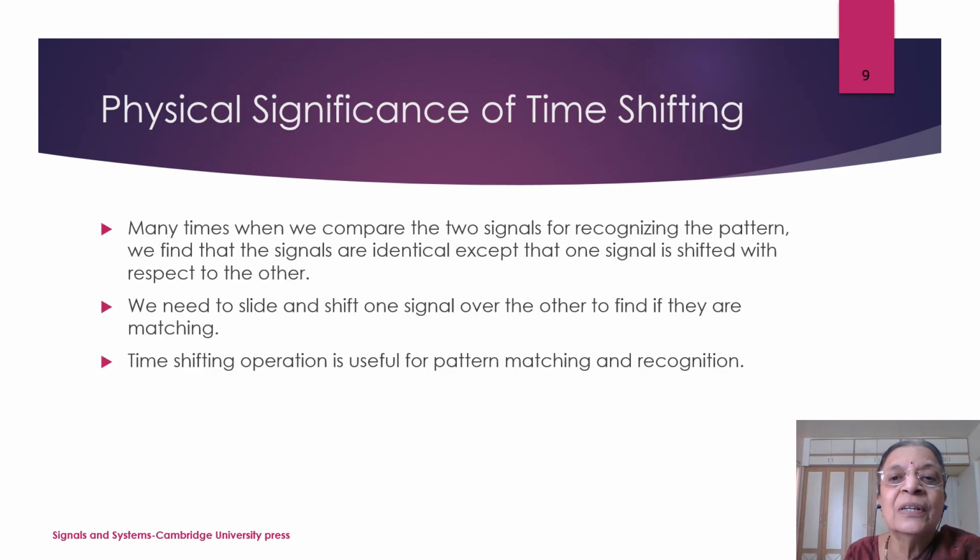Now what is the physical significance of time shifting? As we understand, if we have two templates and we find that the two templates are almost identical except for some time shift, then we can slide one signal over the other and find out the correlation, or you can directly match the signals by using time shifting. The time shifting property is very useful in template matching or pattern matching problems.